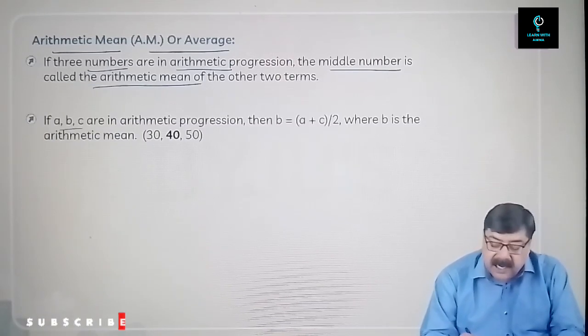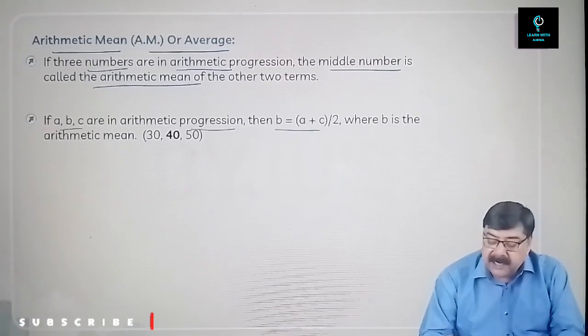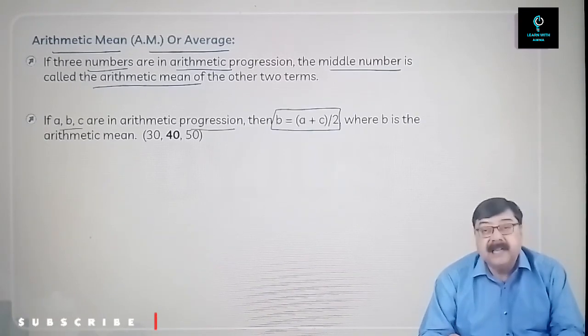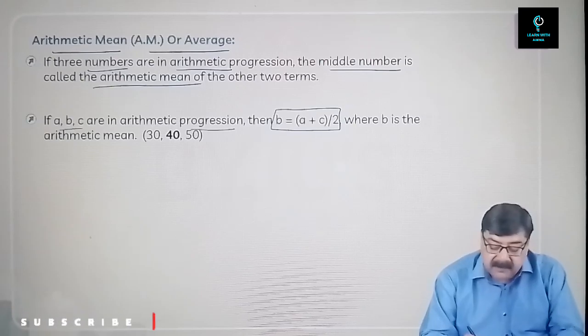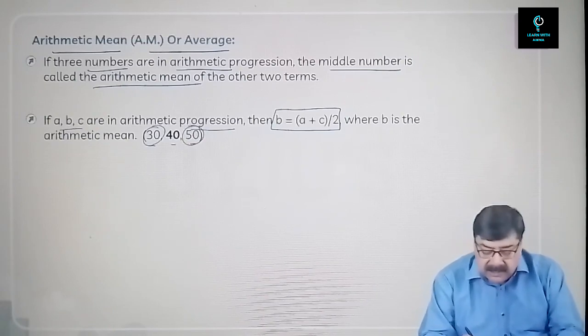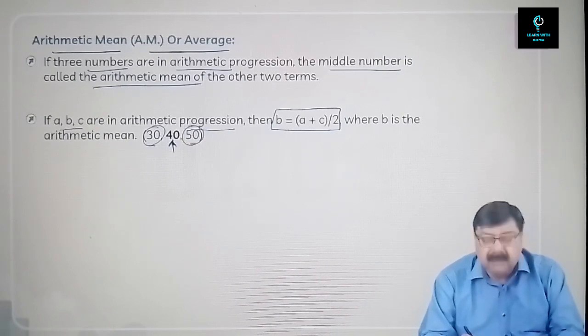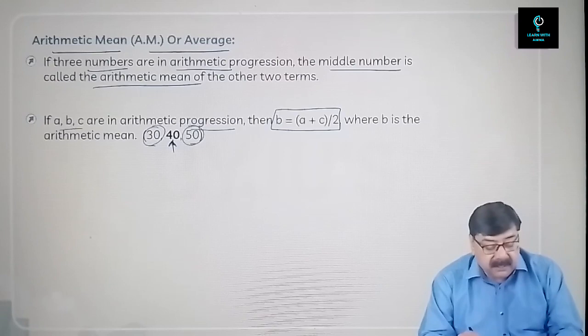Now, if A, B, C are in arithmetic progression, then B is (A plus C) by 2. Now, you can take it like this as well, where B is the arithmetic mean, like 30, 40, 50. 30 plus 50 is 80 divided by 2. Or else directly you can take the middle number here as the arithmetic mean.